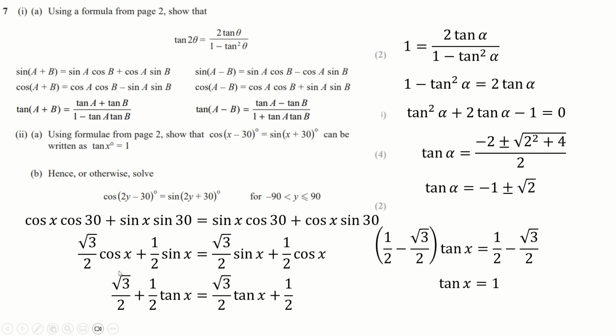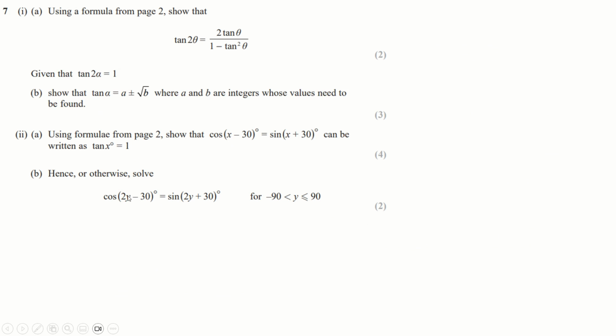This only works as long as cos x does not equal 0, but they weren't careful enough to make you say that anyway, so irrelevant. Hence, otherwise solve this. Here, the only difference is that x has become 2y, so therefore tan 2y equals 1 is what I need to do with this answer here.